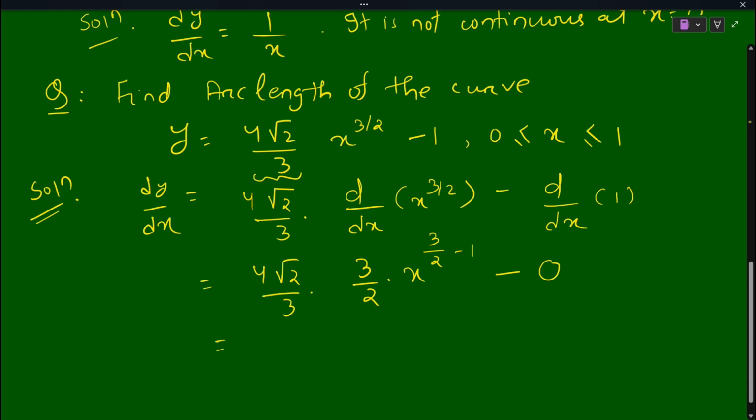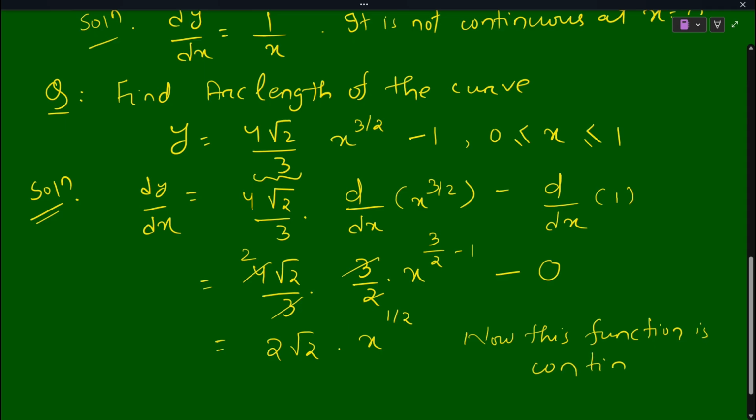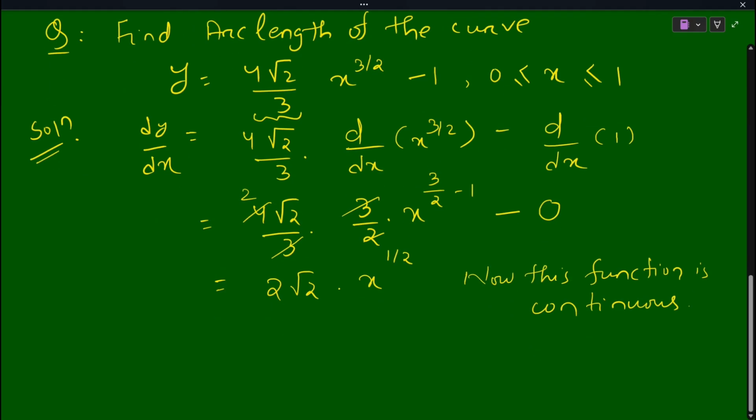Now let's solve this one. 3 and 3 will cancel out, and 2 and 4 will cancel out. So now this value is 2 root 2 times x to the power 3 by 2 minus 1, which is x to the power half. So see, now this function is continuous. You can see this by drawing the curve 2 root 2 x to the power half.